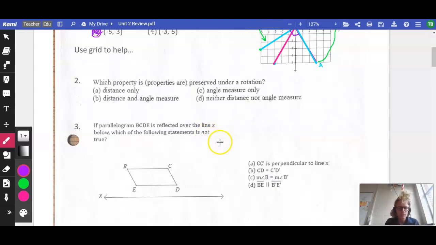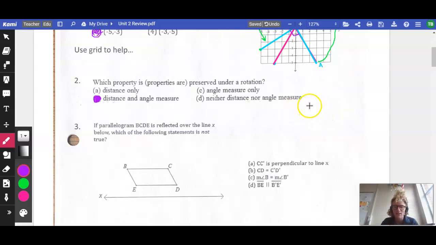Rotations are rigid motions. Rigid motions maintain size and shape, or otherwise known as distance and angle measure. So we know it's B. And just to go a little bit more into depth about that, if we have a shape and we rotate it, it doesn't change how big it is.